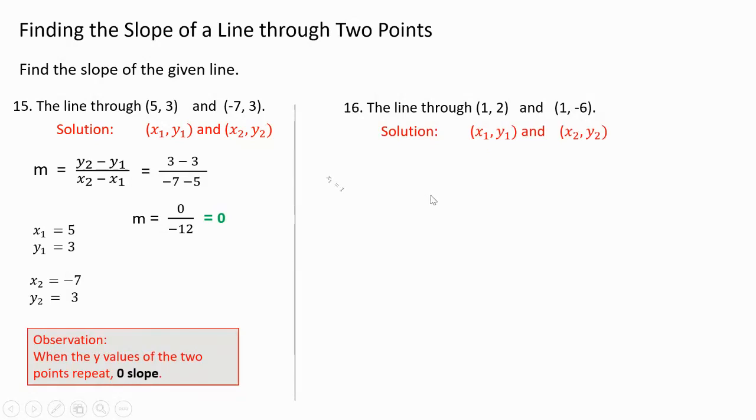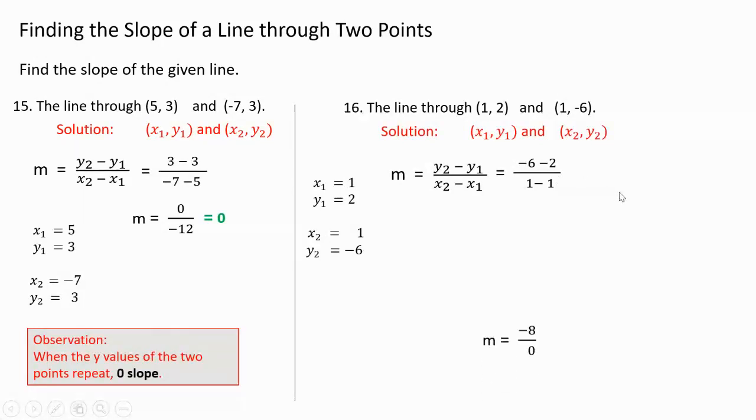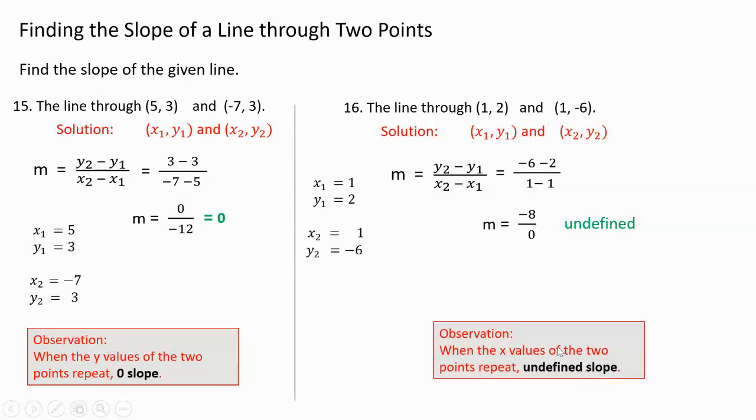Similar for number 16, but now the x's will repeat. We have x1 is 1, y1 is 2, x2 is 1, and y2 is negative 6. If you notice, the x's repeat, so the x's will cancel at the bottom. It'll be 0 because 1 minus 1 will give us 0. But in the numerator, negative 6 minus 2 will give us negative 8. So when you have a 0 in the denominator, it's going to be undefined. So my slope is undefined. My observation: when the x values of the two points repeat, the slope is undefined.